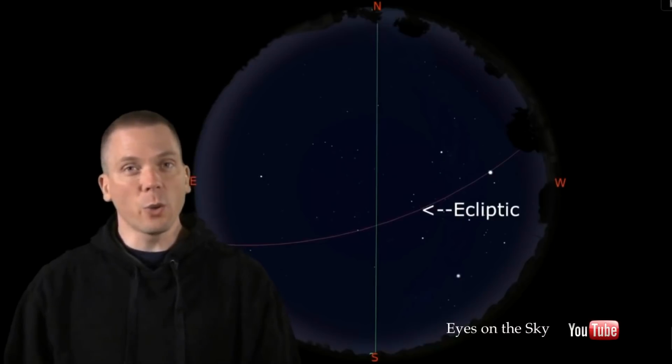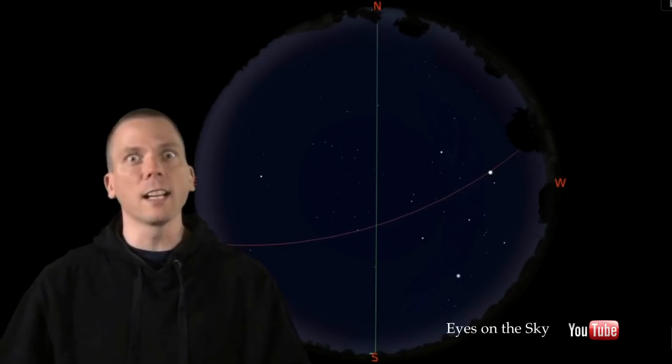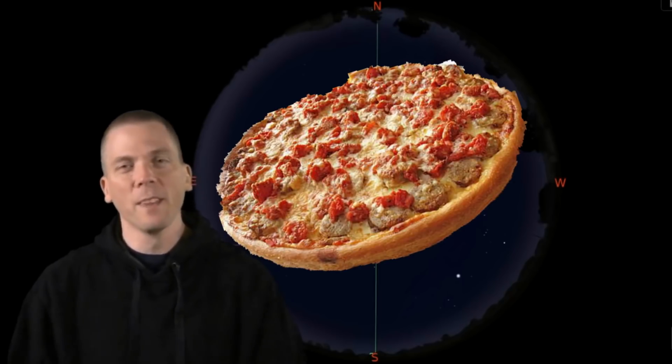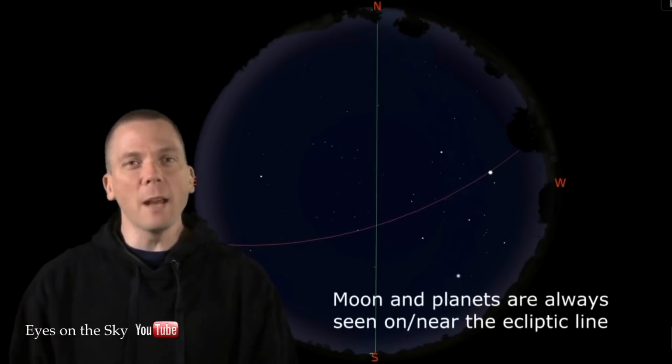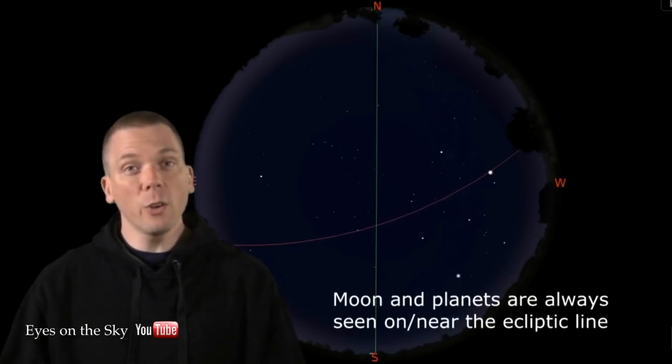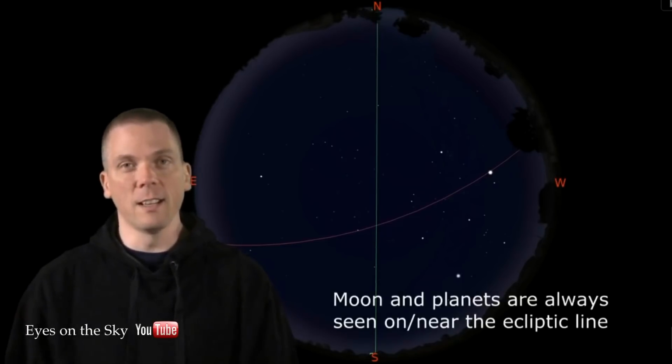Since the planets in our solar system orbit our star largely on the same plane as each other, kind of like a giant pizza with the sun in the middle, the path of the moon and planets in the sky closely follows this line of the sun.